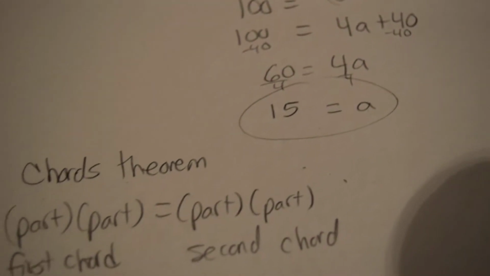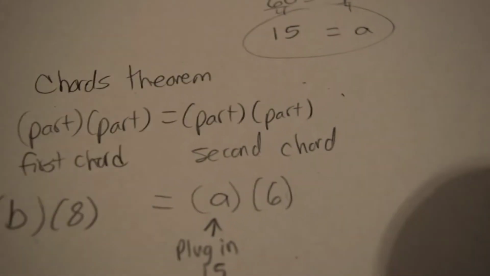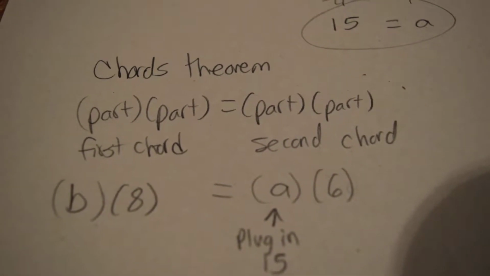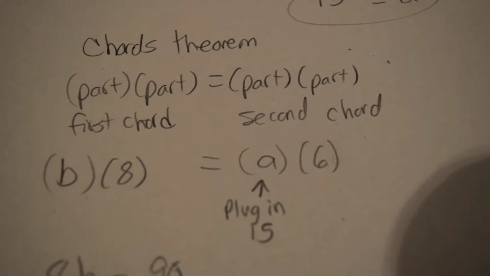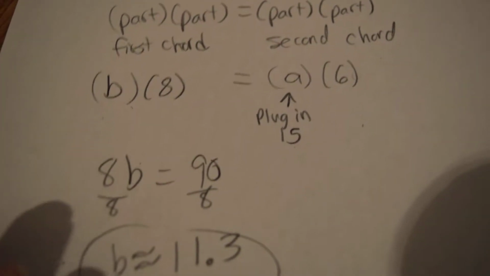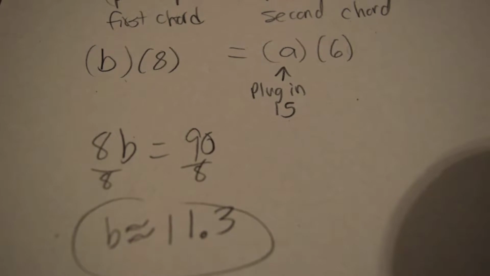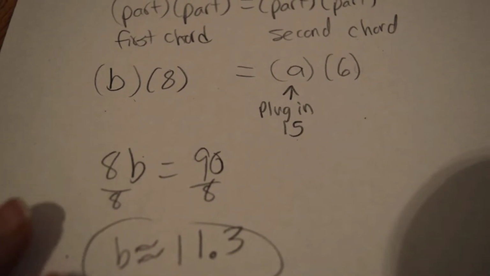Once I know that, I can use that chord part I was just talking about, where part times part of the first chord equals part times part of the second chord. So B times 8 equals A times 6, but I know A is 15. Plugging it in, my B is going to be about 11.3.